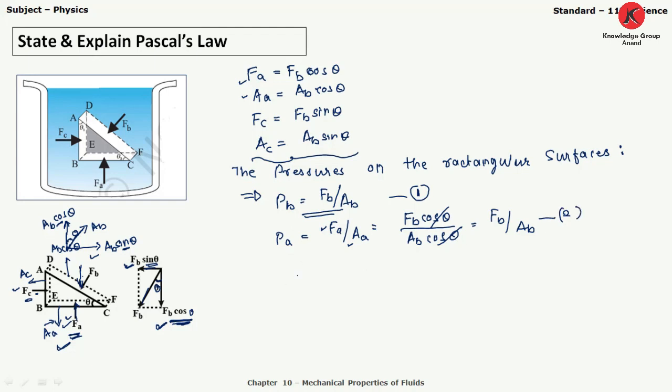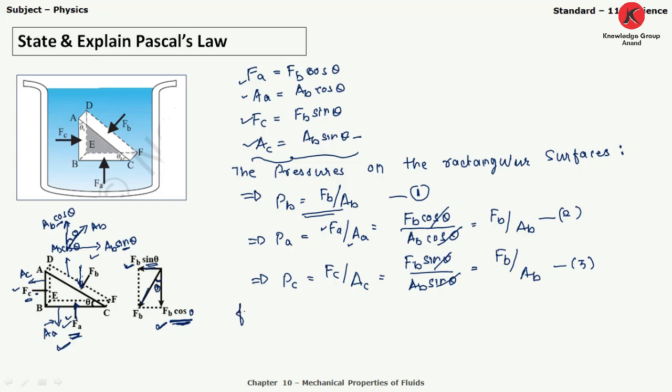Now similarly let's write the equation for PC, which is equal to FC by AC. We have the equations for FC and AC, so put them here. FC equals FB sin theta, divided by AC, which equals AB sin theta. So sin theta cancels out, and ultimately we get FB by AB, and this is equation number 3.